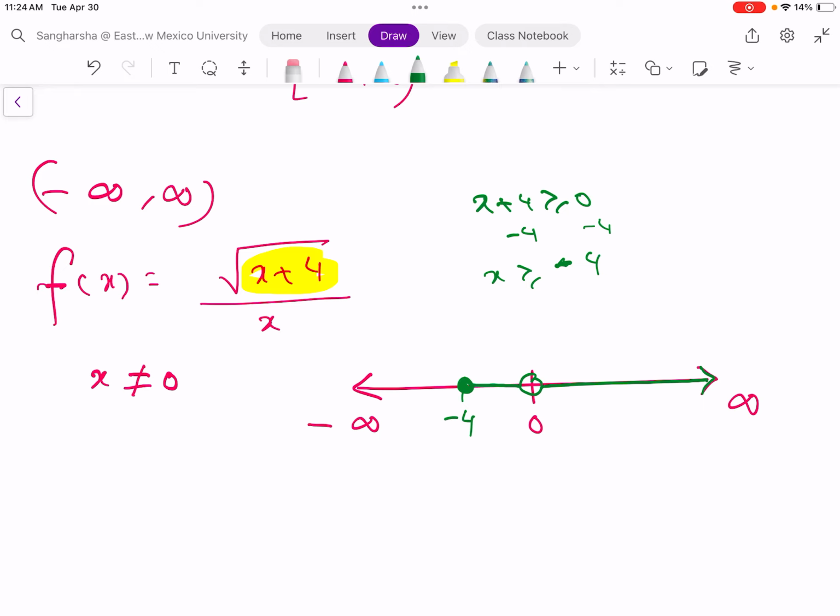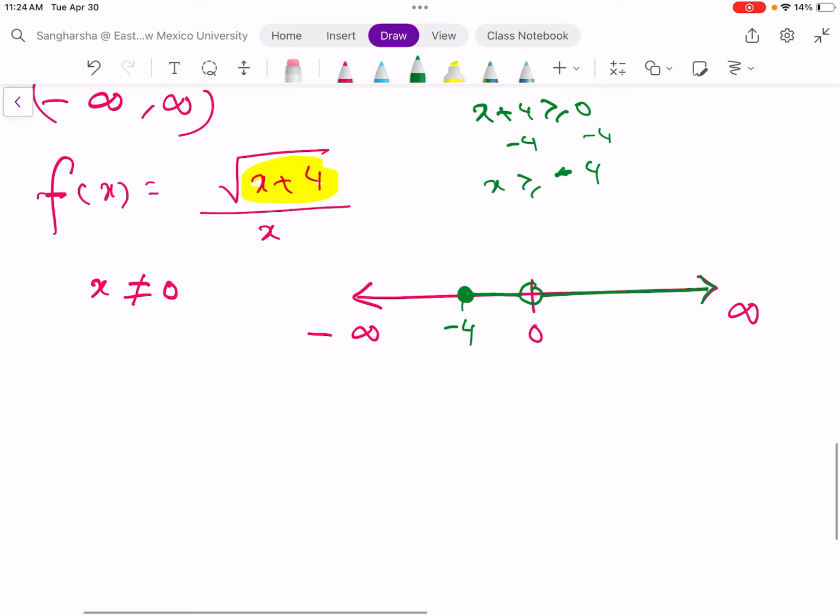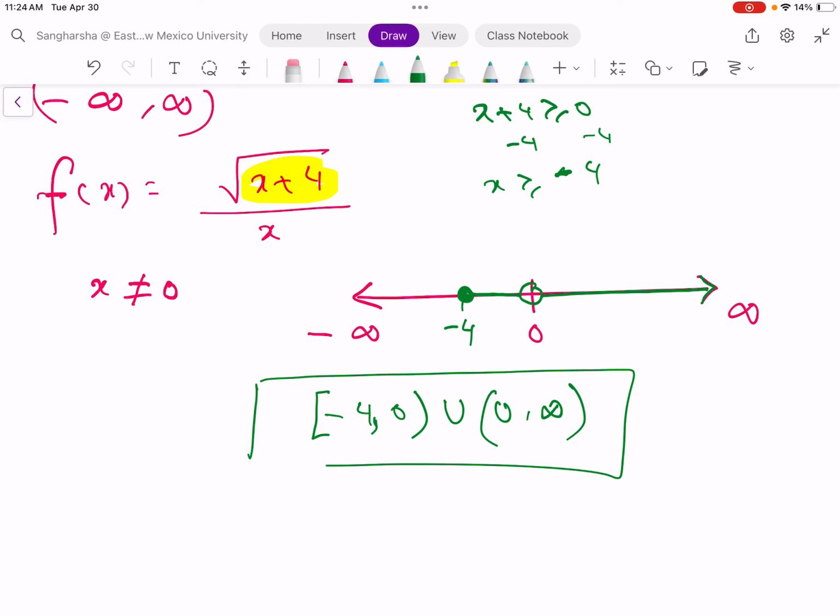Okay, so we write this down in interval notation and make sure we are excluding 0. The first part is from -4 to 0. -4 is included, so bracket, 0 is excluded, so parenthesis. And the second part is from 0 to positive infinity. 0 is excluded, so parenthesis, and infinity always gets a parenthesis, with a union between them. And this is the domain for this function.